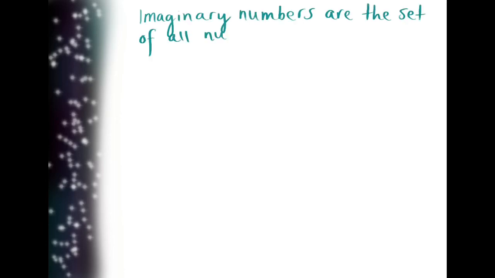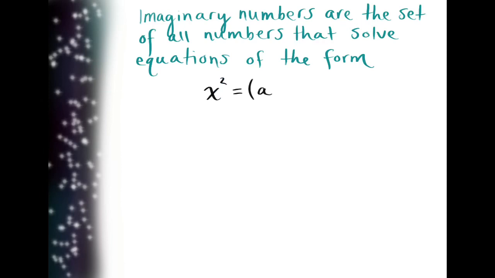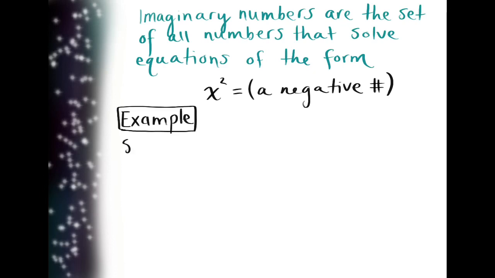All imaginary numbers can be categorized as all the numbers that solve a very specific type of equation. So equations that we've never been able to solve before, like x squared equals a negative number, now we actually have a solution, and that is using imaginary numbers. So if we have x squared plus 1 is equal to 0, subtract 1 on both sides, and you end up with x squared is equal to -1.